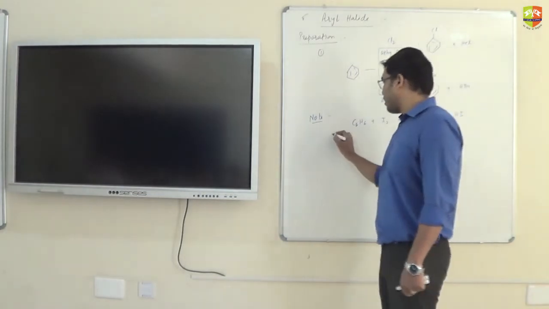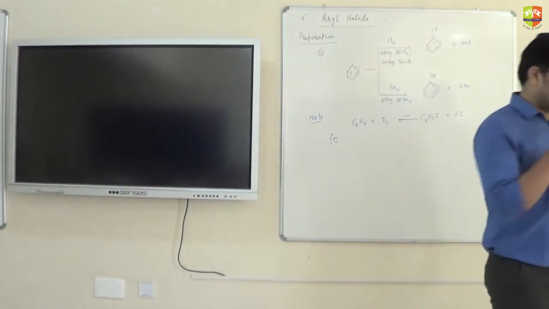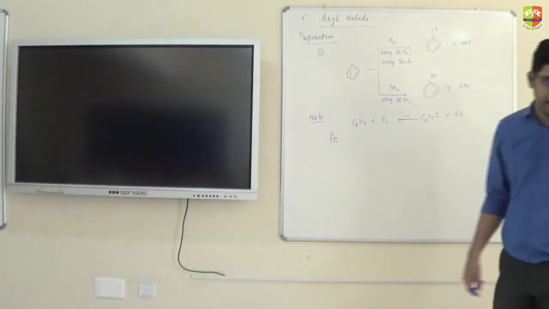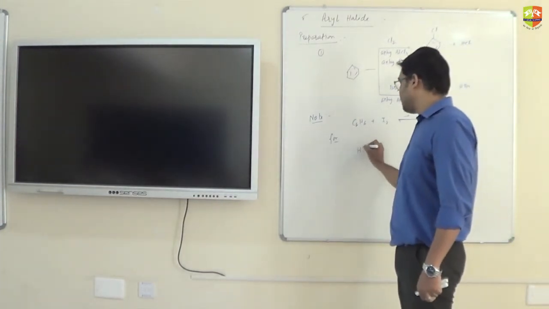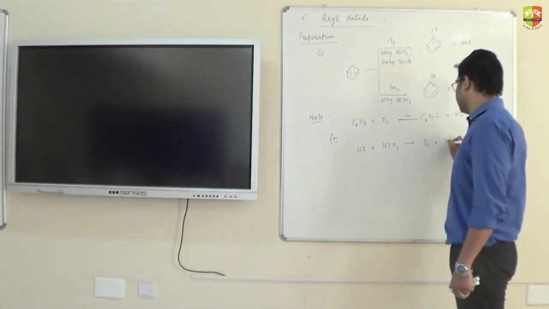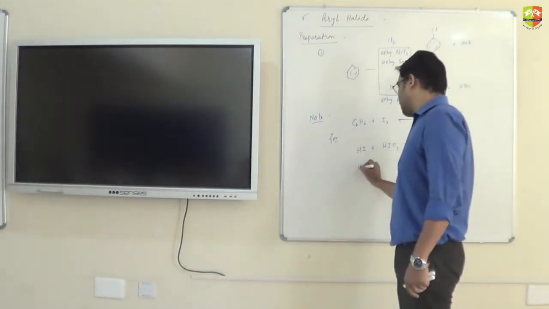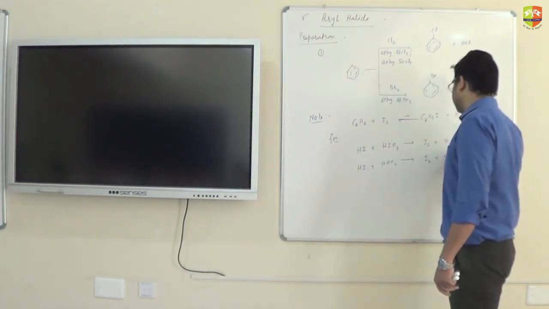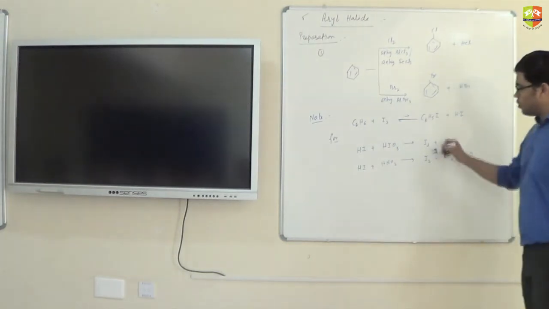So for iodination, what do we do? For iodination, we use an oxidizing agent like iodic acid, which is HIO3, or nitric acid, HNO3. Iodic acid is HIO3. So when this HI reacts with HIO3, that is iodic acid, it gives iodine plus H2O. When this HI reacts with HNO3, nitric acid, it gives I2 plus NO2 plus H2O. Now this I2 we allow to react with the benzene.